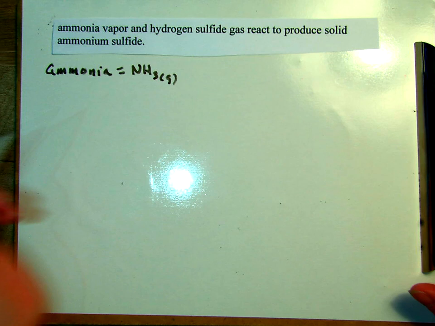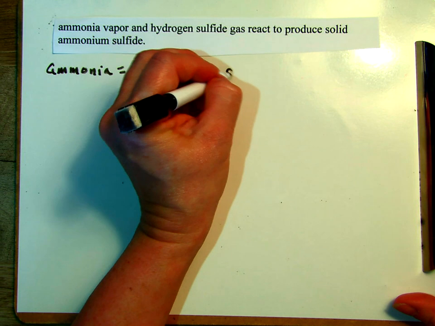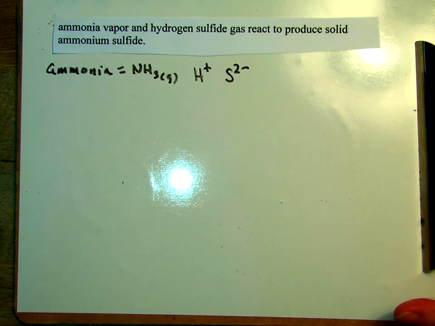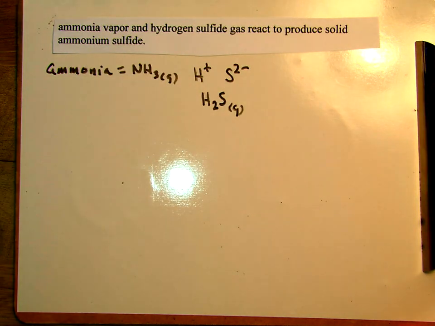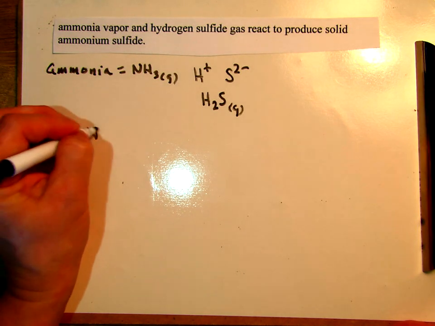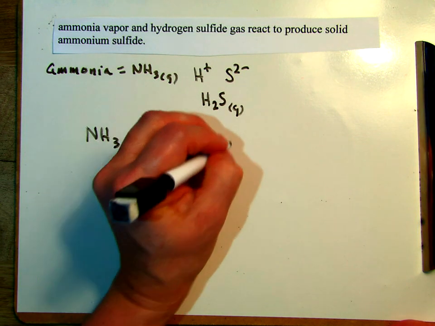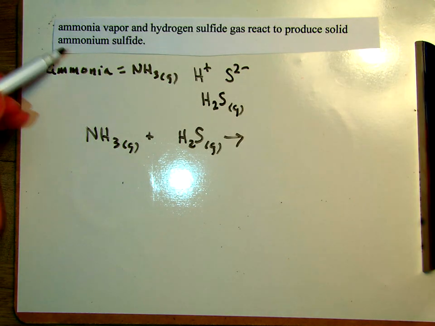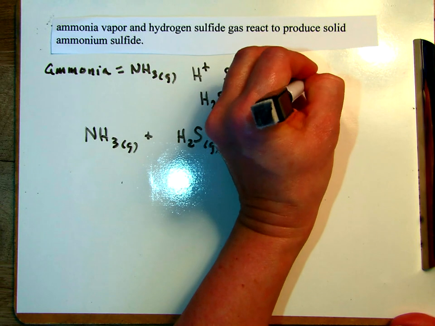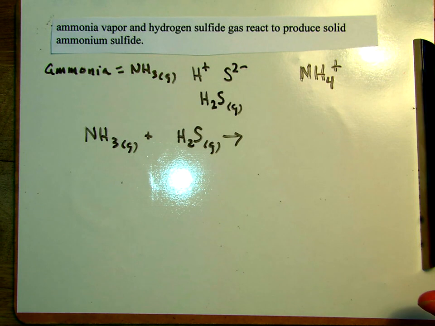Now, hydrogen sulfide gas, we know hydrogen forms a +1 ion. Okay, sulfide is S2-. So hydrogen sulfide has to be H2S gas. So on the reactant side, we're going to have NH3 gas plus H2S gas. And it says it reacts to form solid ammonium sulfide. Now ammonium, because we know our polyatomic ions, is NH4+. Sulfide, we know, is S2-.